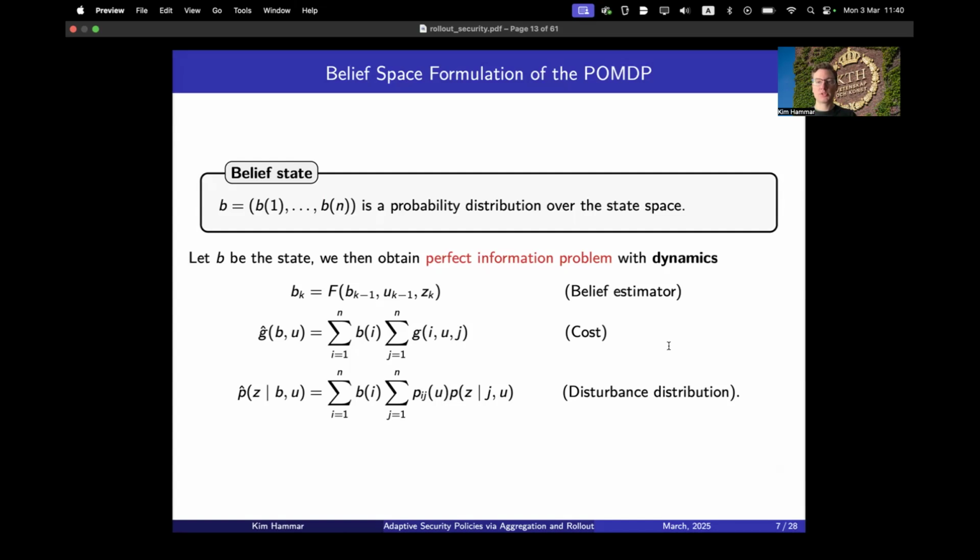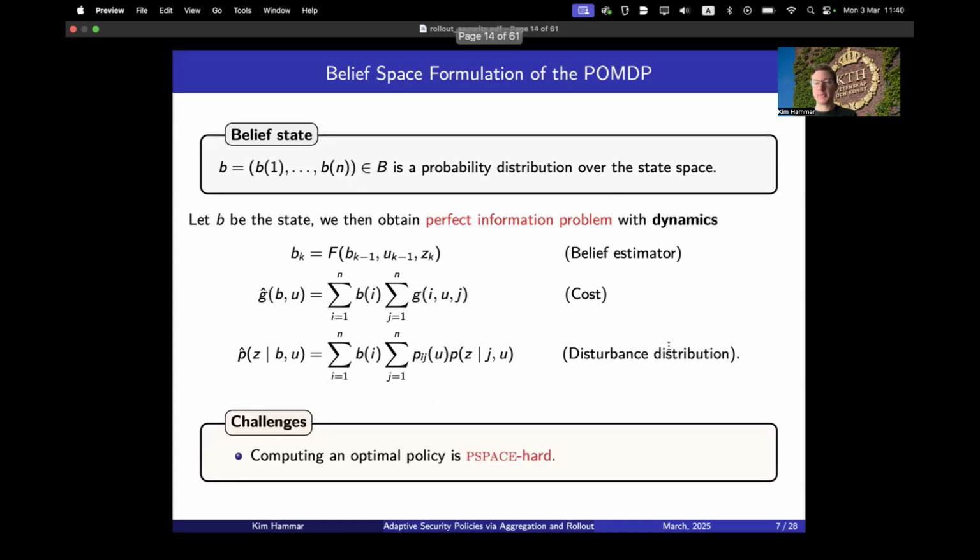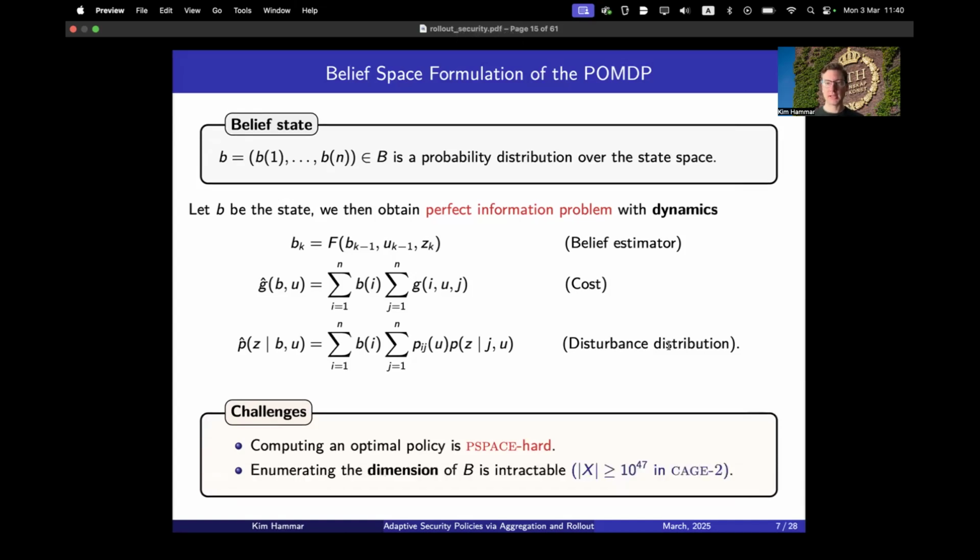Computationally, however, we still have many challenges, and chief among them is that the problem is PSPACE-hard, regardless if we use the belief formulation or the original formulation. The second challenge that we encounter when we are in this large-scale regime is that the dimension of the belief space is so large that we cannot even enumerate one of these vectors.